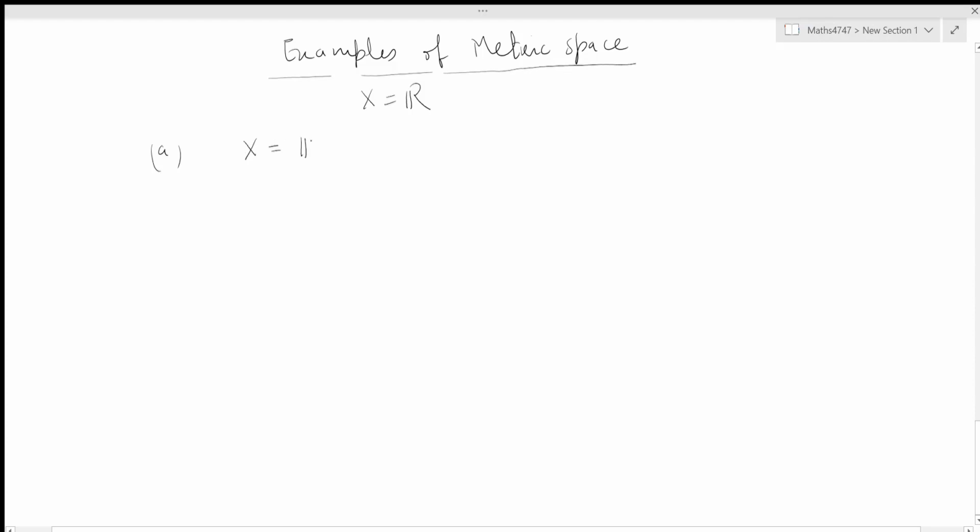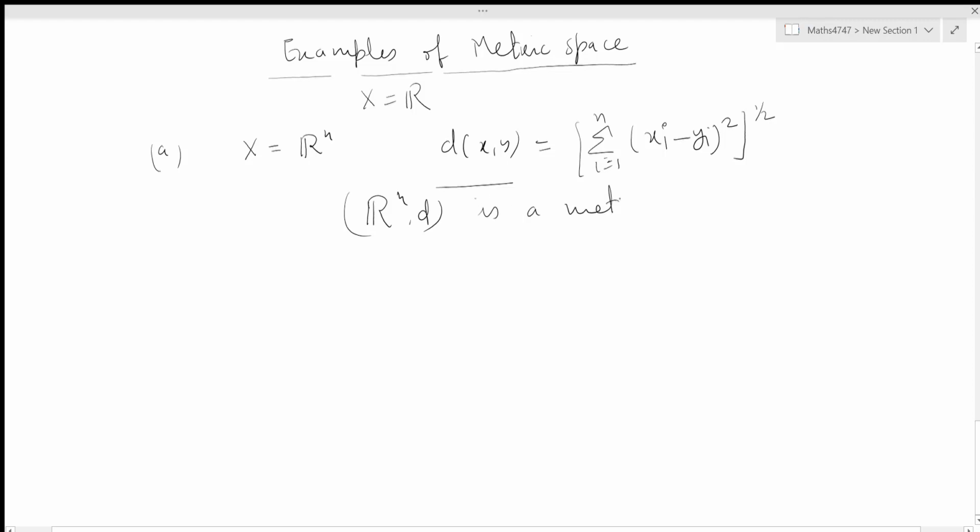So if we take X as R^n and d(x,y) is given as the summation i from 1 to n of (xi minus yi) squared, and the whole to the power 1 by 2, this is the metric defined. Now we have to prove whether this (R^n, d) is a metric space or not. In order to prove this is a metric space, we have to prove all the four properties.